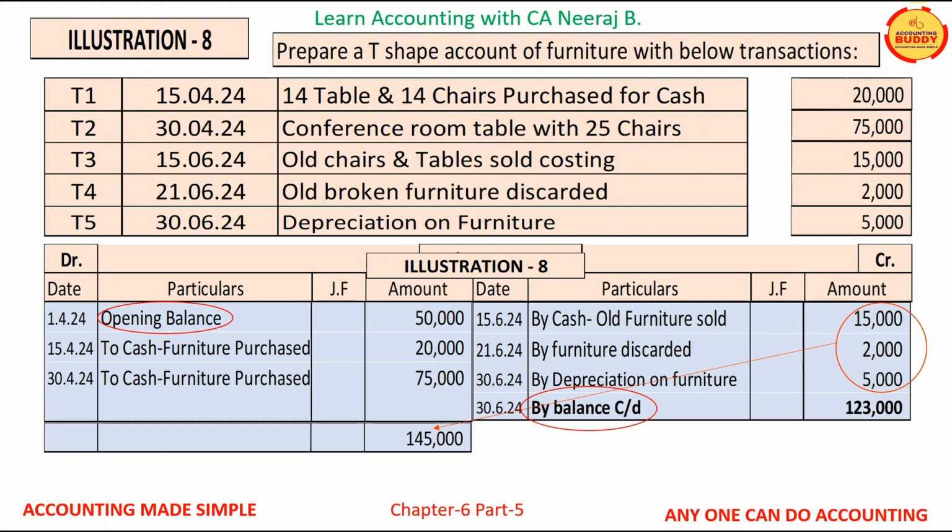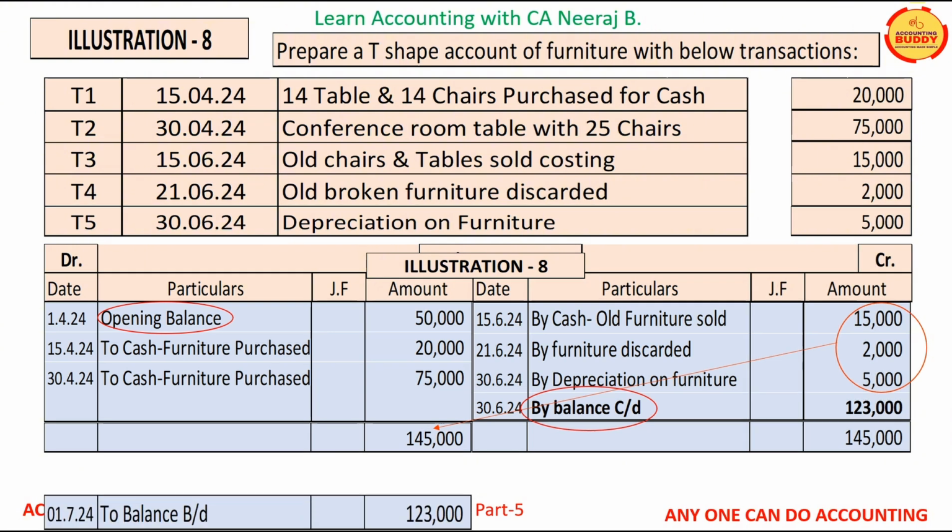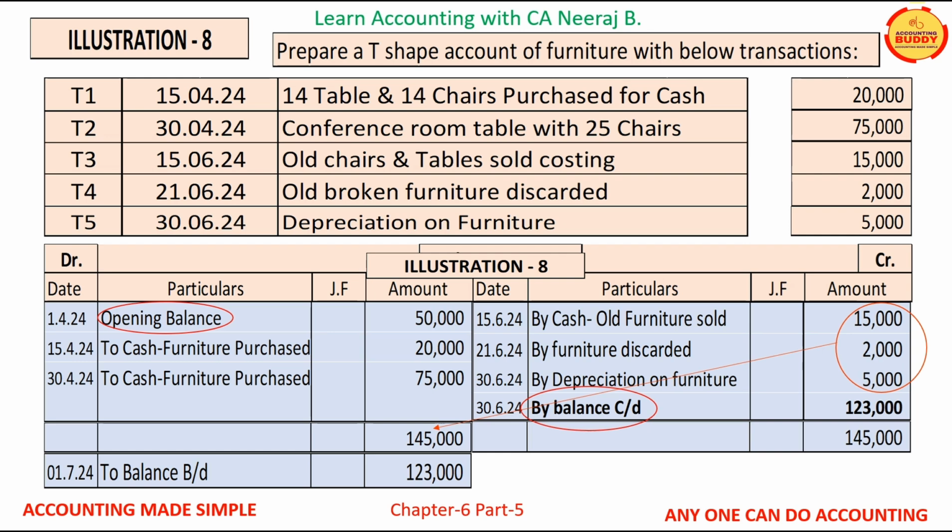Now, when you add all the credit side transactions including the balance carried down, you will get 145,000. Thus, the account is said to be balanced as on 30th June 24. Now, the same amount will be shown as balance brought down on immediate next date, that is 1st of July 24.